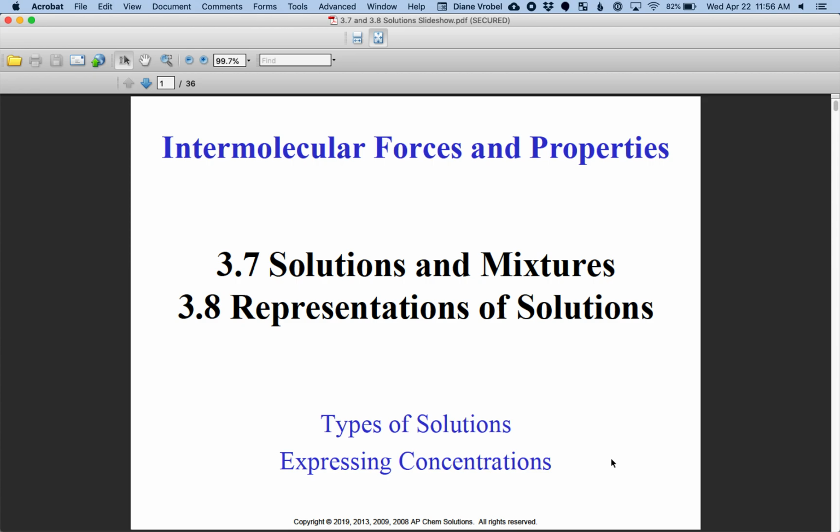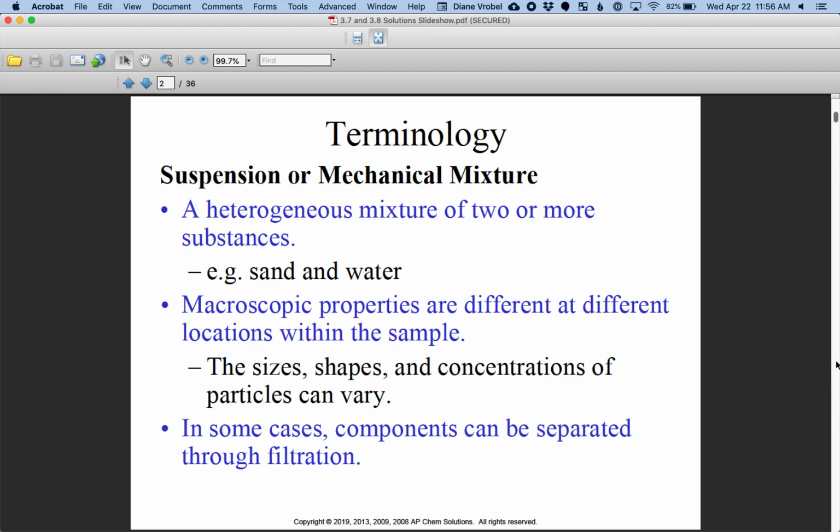In this section, we're going to look at solutions and mixtures, and how we figure out what is in that mixture. Some of this might be very remedial to you. You should know what a suspension or a mixture is. Notice that it's heterogeneous, so we're talking about two different phases. It could be like the example here, sand and water. That would be an example of a heterogeneous mixture.